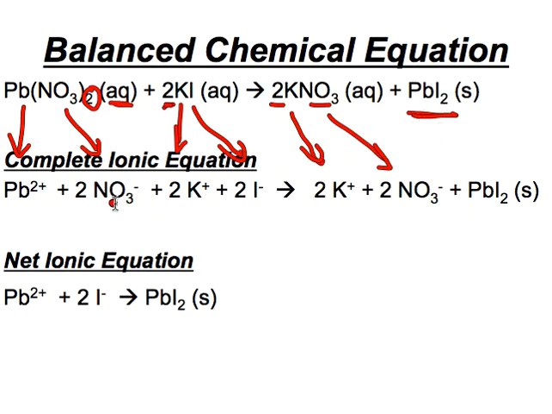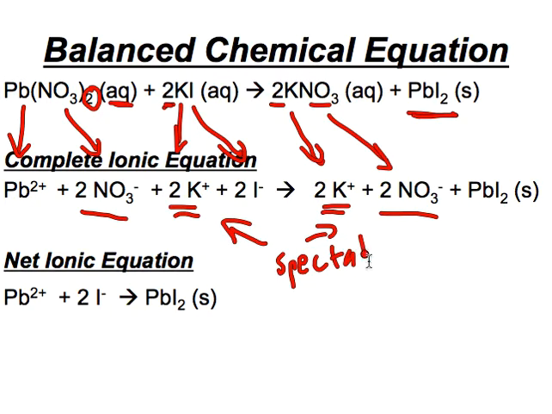But you'll notice how there's some ions on the left and the right, these nitrates and these potassiums, that don't change. They're the same on the left and the right. And those guys are called spectator ions. They are ions that are not doing anything.